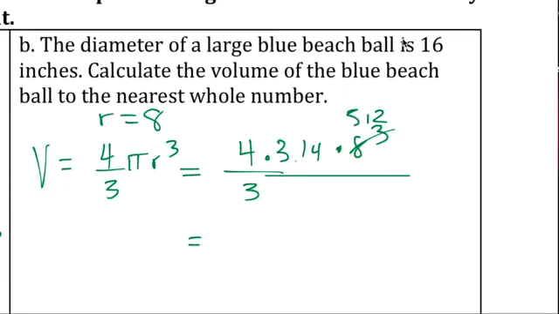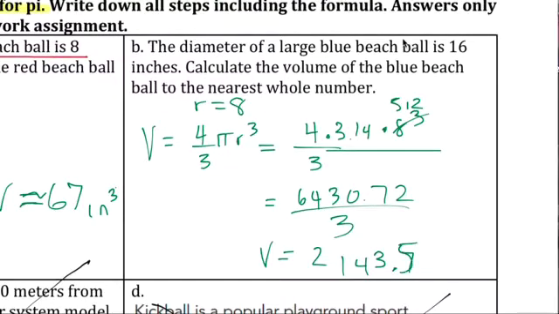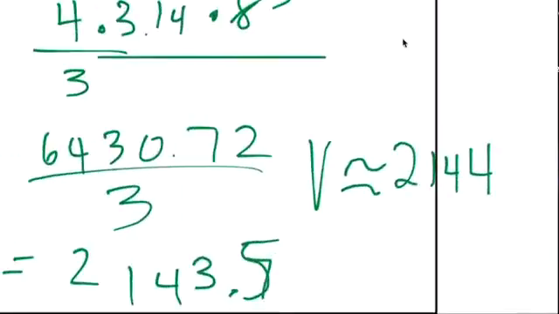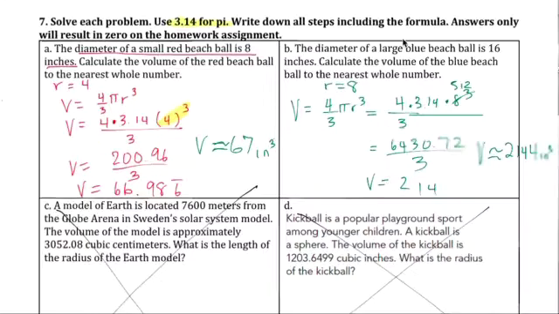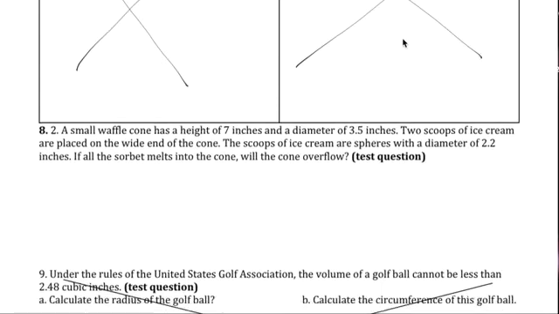4 times 3.14 times 512, you get 6430.72. Divide that by 3. I get 2,143.7, I mean 7.5. So your volume is about 2144, and this is inches cubed. Okay, and I say not to do those. All right, this one will be a test question on Friday.